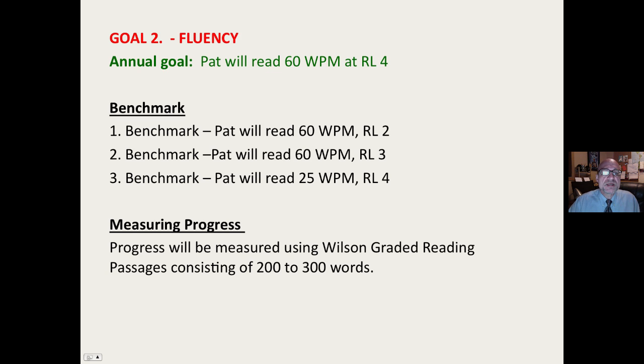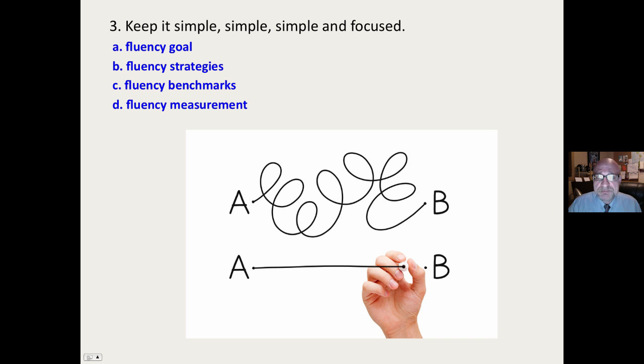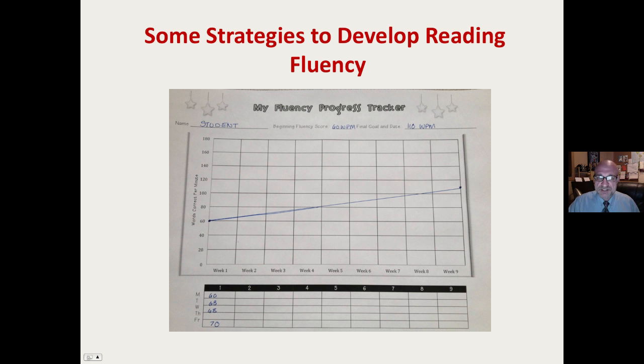For example, here is a reading fluency goal. Pat will read 60 words per minute. Benchmarks are baby steps up to that, and how we measure progress: graded reading passages consisting of 200 to 300 words. Simple, simple, simple. Keep it simple and focused. This is a fluency intervention. You should have fluency goals, fluency strategies, fluency benchmarks, and fluency measurements.